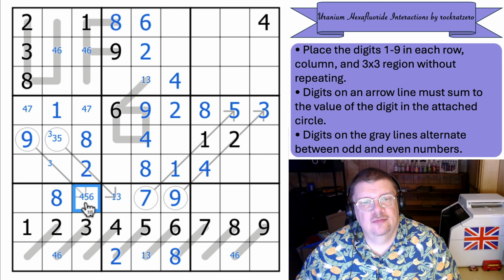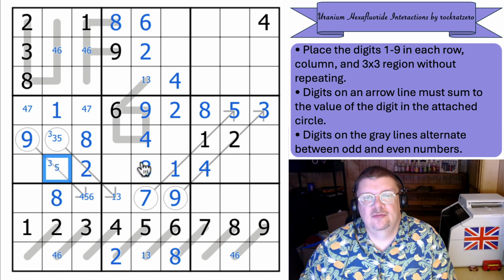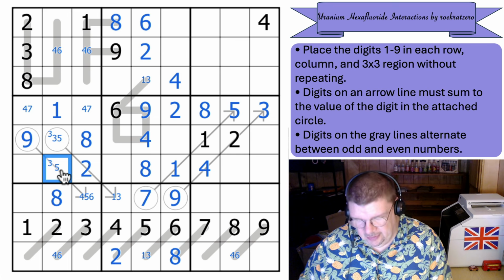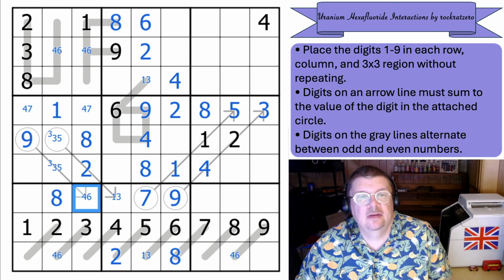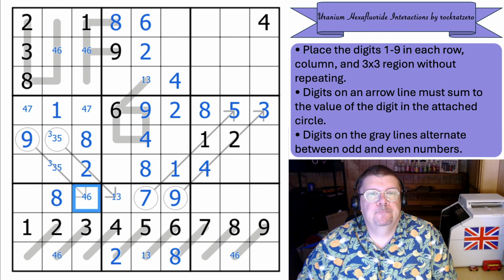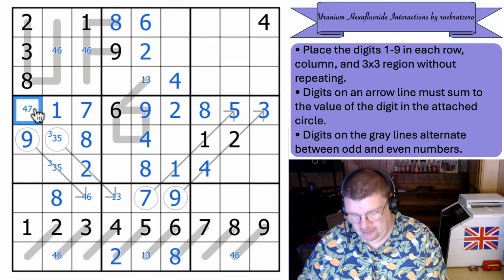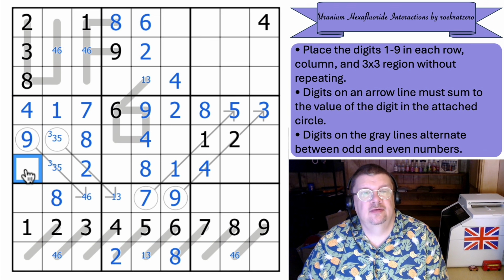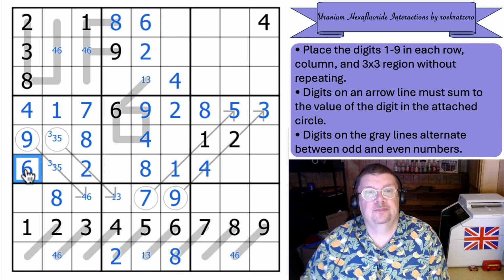So now, if this is 4, this is 5. If this is 6, this is 4, but it can't be. Sorry, if this is 6, this is 3. If this is 5, this is 4, which it can't be. So that's not a 5. I've now got a 4, 6 pair here. That makes that 7, and that 4. This is the last digit in the box, which is a 6.